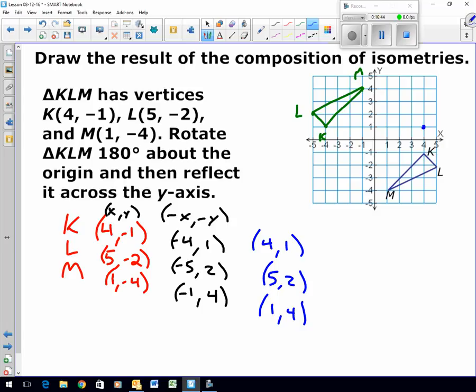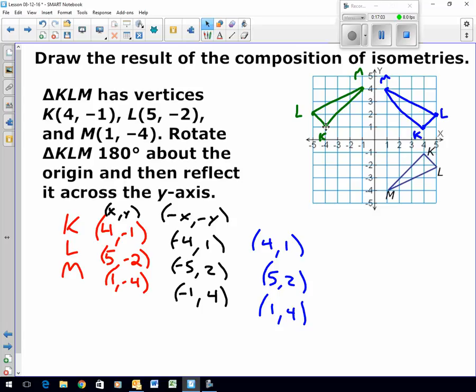4, 1, 5, 2, 1, 4. There is my beautiful. See, look what is today. Okay, M, L.